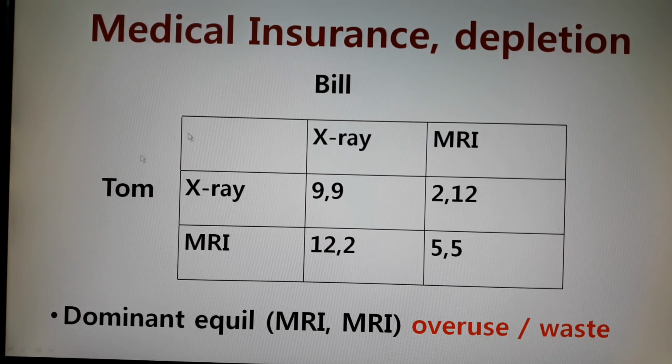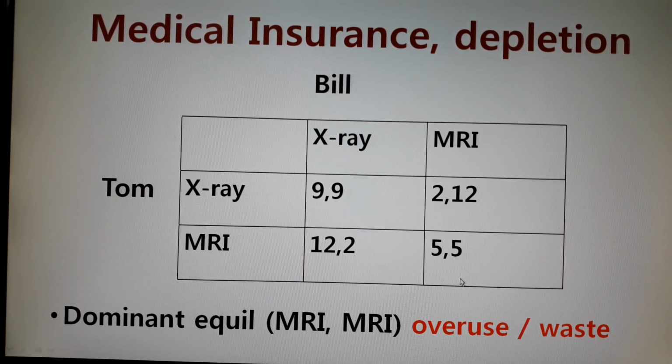That is why MRI is a dominant strategy for Tom. X-ray is dominated by MRI. Okay? So the dominant strategy equilibrium in this game is MRI, MRI. Both Tom and Bill choose MRI, and they end up getting 5 and 5. Without medical insurance, they would have gotten 9 and 9. With this medical insurance, they end up getting 5 and 5.